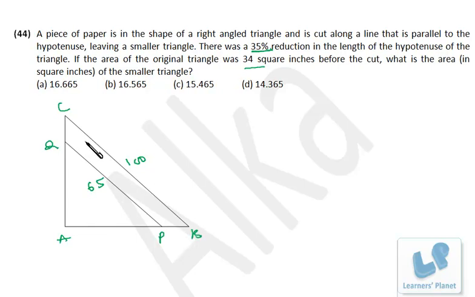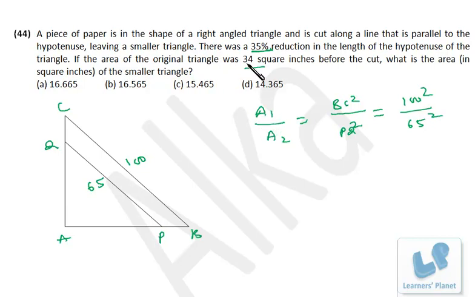If two triangles are similar, suppose the outer triangle's area is A1 and the area of the inner triangle is A2, then the ratio of their areas is proportional to the square of their sides, right? That means it's BC square by PQ square, right?